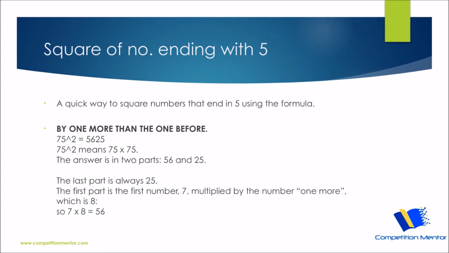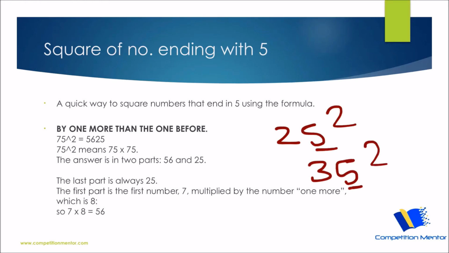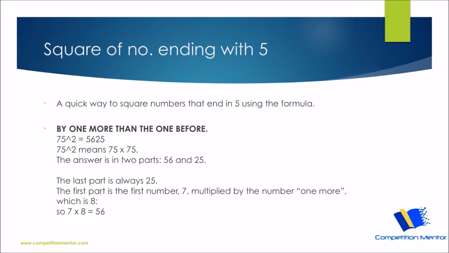Now the first one is the square of a number ending with 5, right? So what is the square of a number ending with 5? Generally 25 square, 35 square, something whose unit digit is 5. That's simple to understand, right? So now what is the funda actually? The quick way to square numbers that end in 5 is using a formula: multiply by one more than the one before, right? This is what it's called, and we'll get what it means.